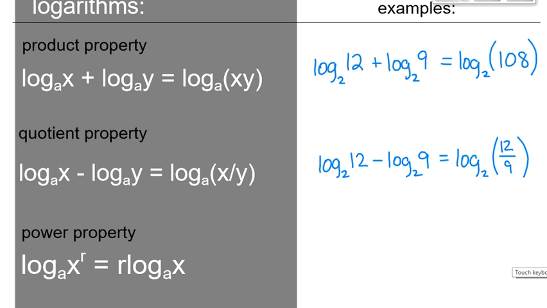Lastly, we have the power property. The power property has to do with when your argument here has an exponent, a power, and this can be proven. I'm not going to do it right now, but you can bring that power out to the front. And you see it right here. The r is now multiplied by the log rather than it being an exponent. So an example of that would be if you had log base 5 of x to the 4th. It's equivalent to, bring the 4 down to the front, 4 times log base 5 of x.